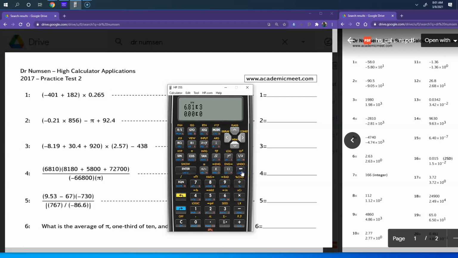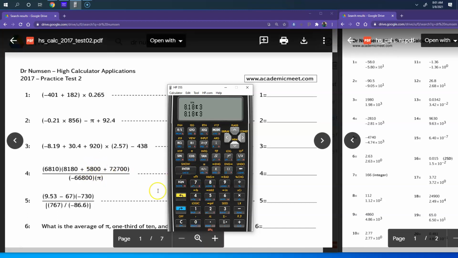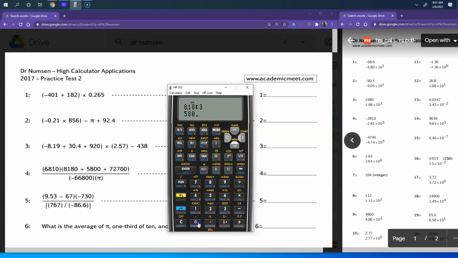I'm going to clear the memory stack. You're going to type in 6,810. Enter. So you're going to keep that in the memory stack. You're going to type in 8,180, and that's going to be in the second memory stack. Now you're going to type in 5,800, and you're going to add. And then you're going to add 72,700. Add.